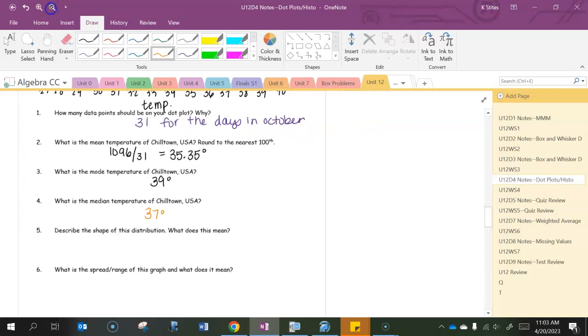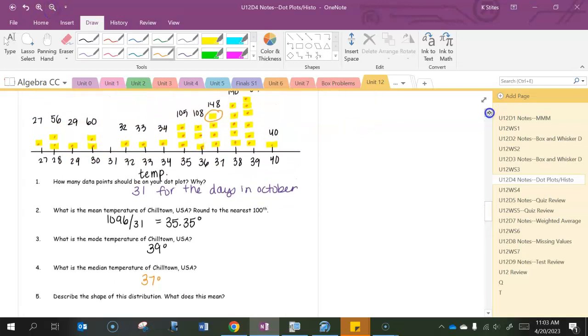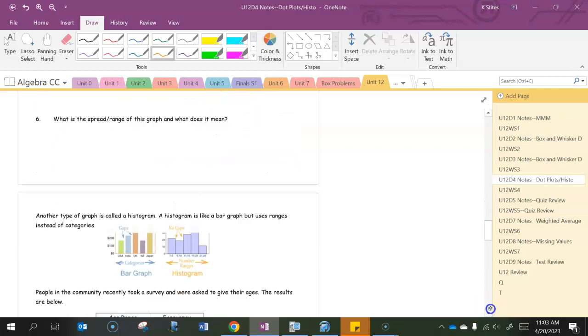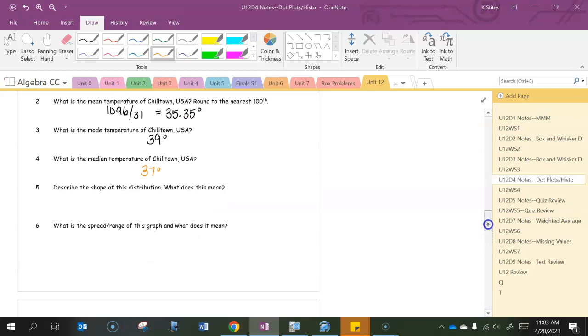Okay, describe the shape of this distribution. So we would call this skew left because there are fewer values on the left. And what does this mean? It means there are fewer cool or really cold days.